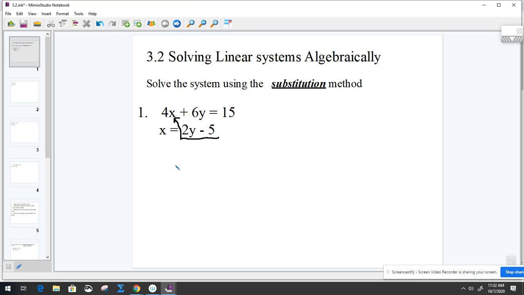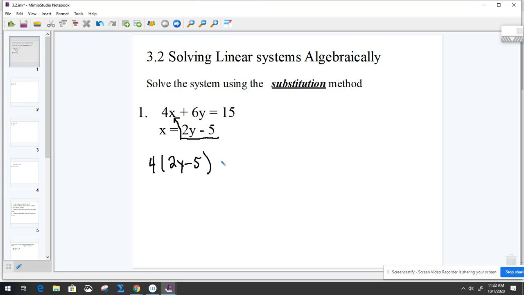And I always talk about money when I talk about substitution. We all like money. If I had $20, I would not care if I had a $20 bill or two tens. They look different, but they have the same value. So I'm going to take what x is equal to and plug it in to this equation. So instead of putting 4x, I'm going to put 4 parentheses what x is equal to, which is 2y minus 5, and then close the parentheses.